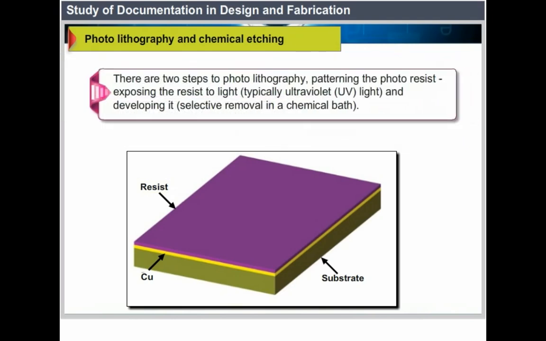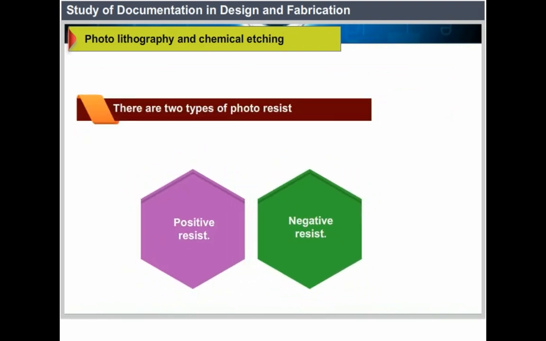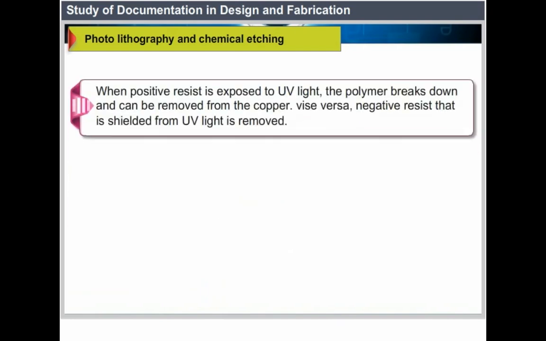There are two steps to photolithography: patterning the photoresist, exposing the resist to light, typically ultraviolet light, and developing it, selective removal in a chemical bath. There are two types of photoresist: positive resist and negative resist. When positive resist is exposed to UV light, the polymer breaks down and can be removed from the copper. Conversely, negative resist that is shielded from UV light is removed.